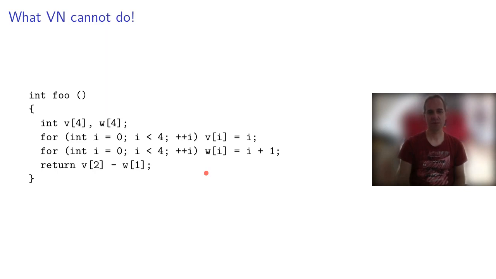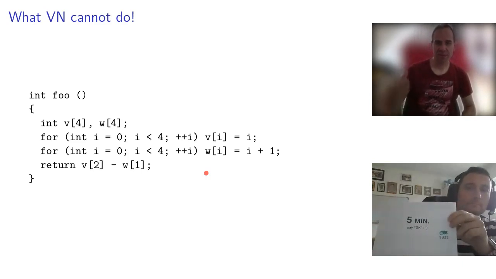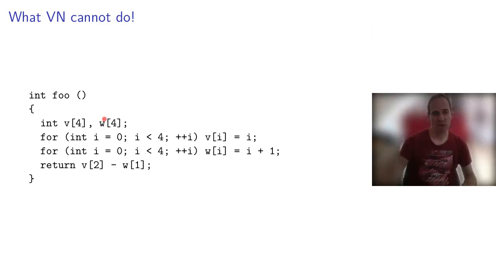But there are, of course, cases value numbering can't handle, or at least doesn't handle. In principle, you can simulate this function. You can simulate all the loop iterations and figure out that element 2 of v is assigned the value 2, and element 1 of the array w is assigned the value 2 as well. And so you could optimize this to return 0.